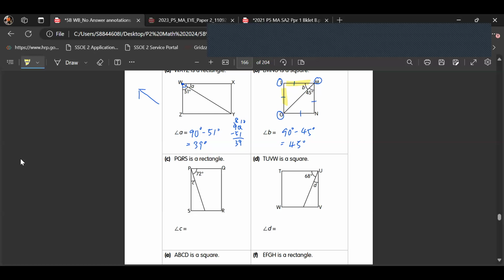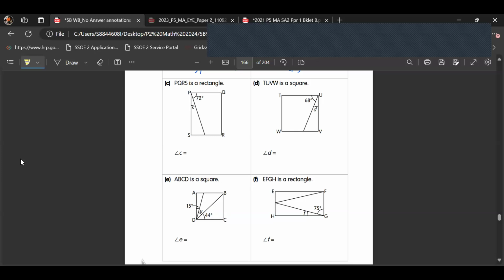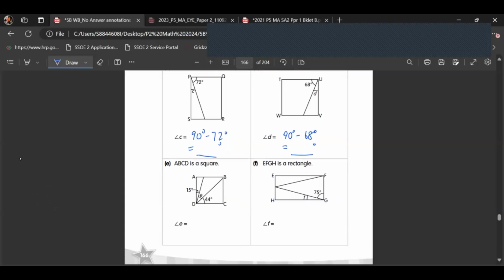Okay, but these questions can do. I move on now? So all of them use 90 degrees minus the parts that make it, then you'll get the answer. Don't forget your degree symbol. So your 90 degrees minus 68 degrees, and you get your answer. Don't forget the degree symbol. This one as well, it's cut into 3 parts. So you just find the answer accordingly.